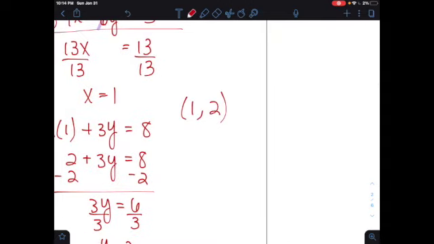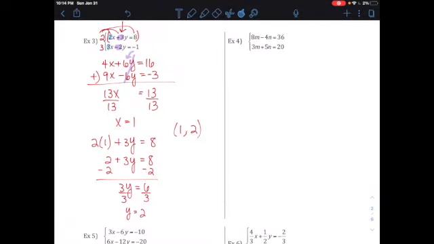And please double check your answer. So 2 times 1 plus 3 times 2 is 8. 3 times 1 minus 2 times 2 gives you negative 1, because it's going to be negative 4 plus 3.